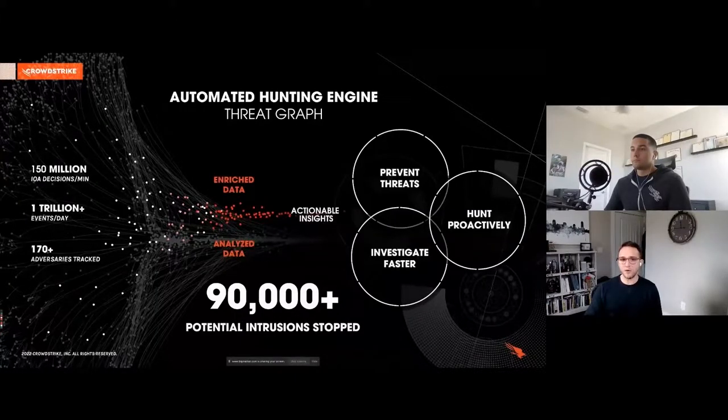And so we have over 150 million IOA decisions that get processed through the threat graph per minute, over 1 trillion events a day, and we're tracking over 170 different adversaries across the world. This allows us to prevent threats, allows our security analysts to hunt proactively and investigate faster. And just in 2021, through the threat graph, we've been able to stop over 90,000 potential intrusions.